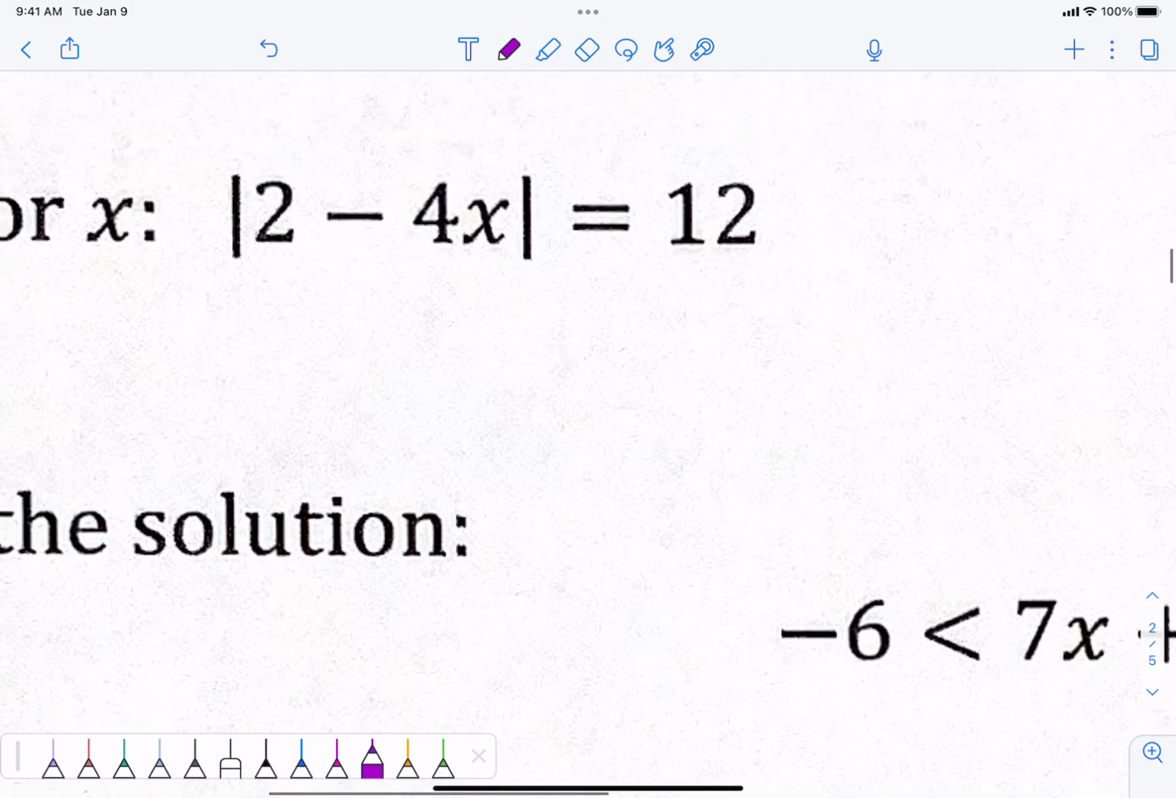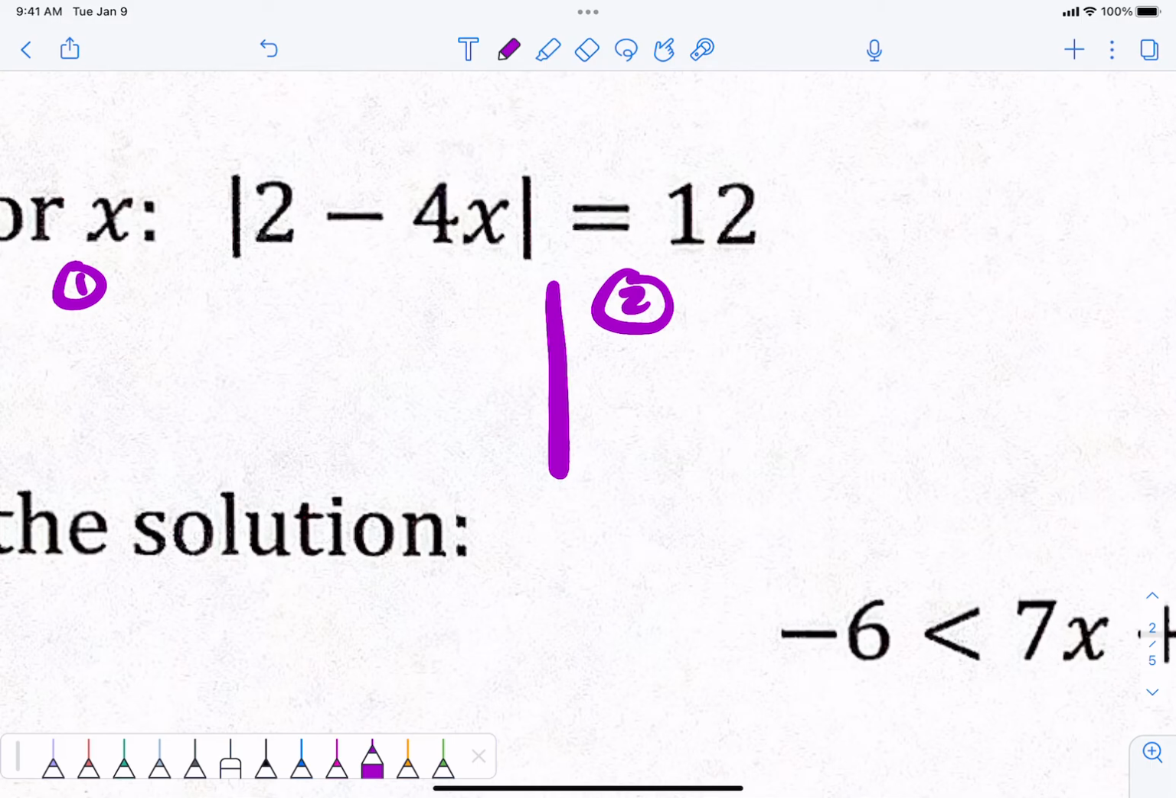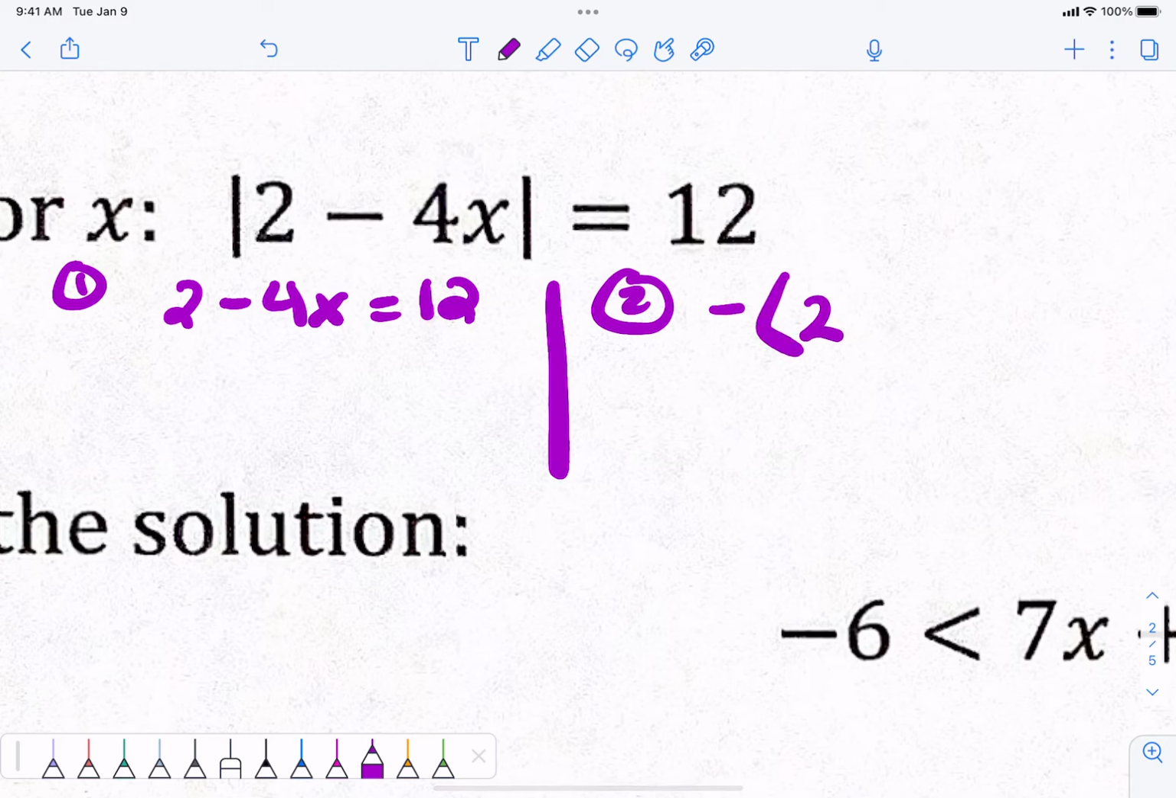All right, so 2 cases. Case number 1, case number 2. Case number 1, we just drop the absolute value, right? 2 minus 4x equals 12. Case number 2, though, negative parentheses 2 minus 4x equals 12. And then we just solve.